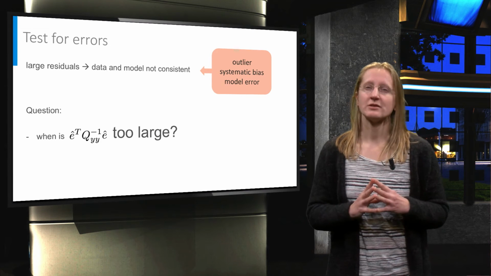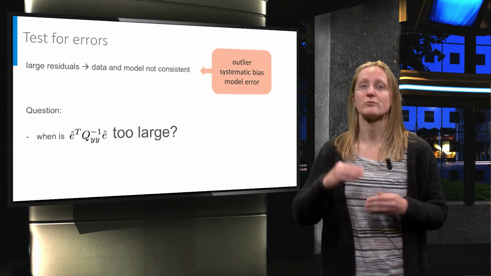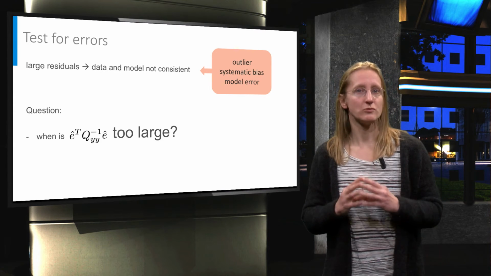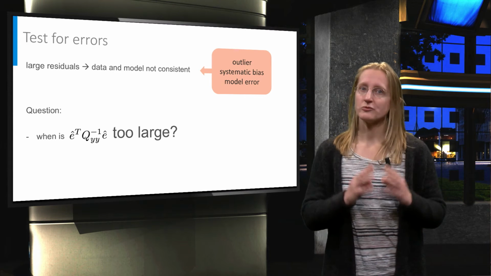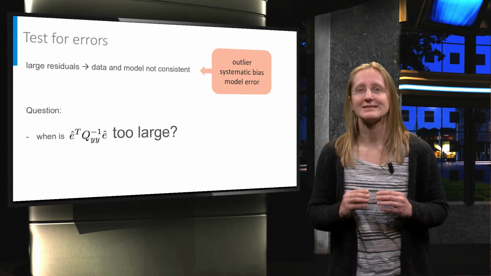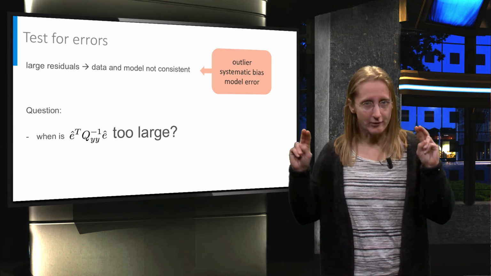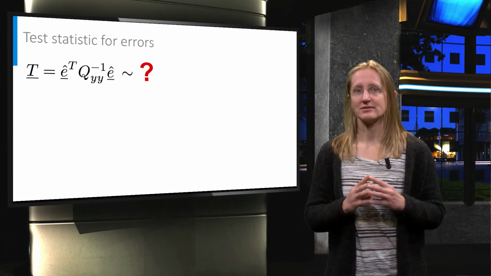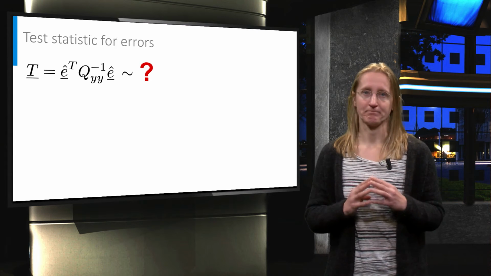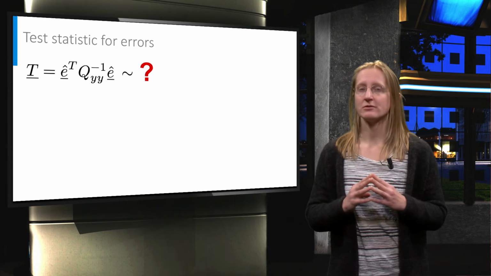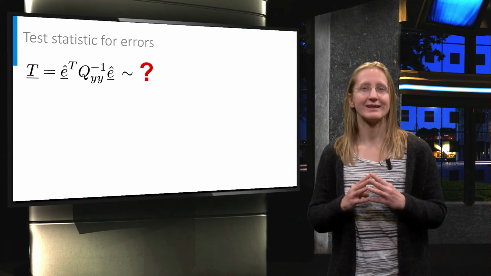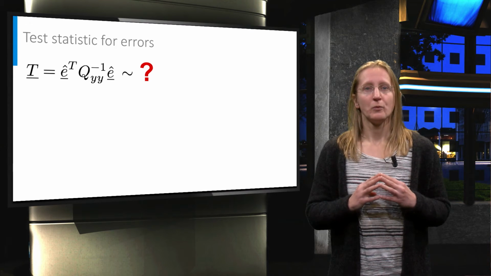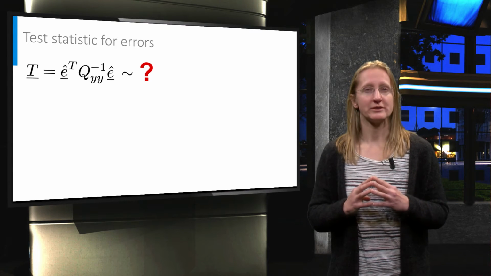Our initial question has thus changed from when are the residuals too large to when is the sum of squared residuals too large. In order to answer this question, we will have to look at the statistical distribution of this variable. We will refer to it as the test statistic and denote it by T. Note that we use the underlining here since we are now looking at the stochastic variable and not a particular outcome. We know that our estimators are normally distributed.